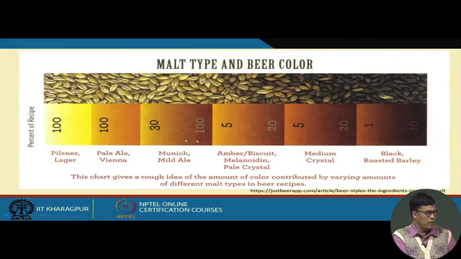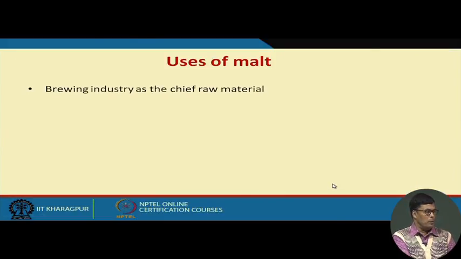So we have different grades. This chart gives a rough idea about the color contribution of varying amounts of different malt types in a beer recipe. So malt has different uses. In the brewing industry it is used as a cheap raw material.